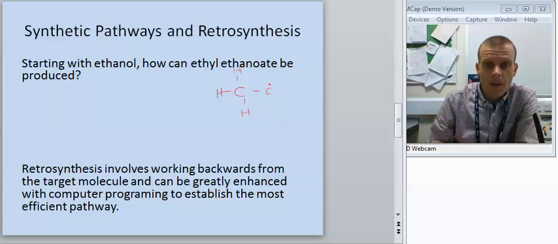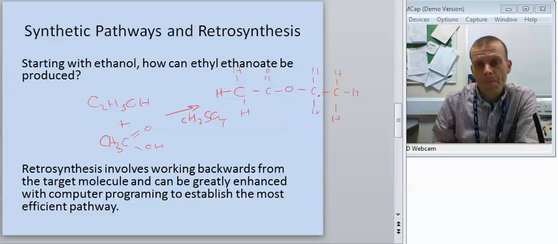So ethyl ethanoate, there's my ethanoate bit, here's my ethyl bit. What could I start to make that from? Well, how do I make ethyl ethanoate? It's an ester. I'm going to start with an alcohol, and I've got ethanol for that. And I need a carboxylic acid, so that's going to be ethanoic acid, CH3COOH like that. So those two reactants would react in the presence of some concentrated sulfuric acid. I can make my ester.